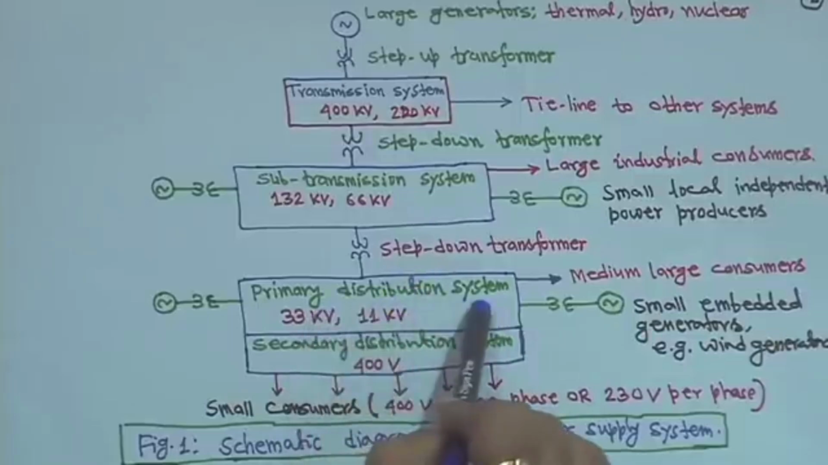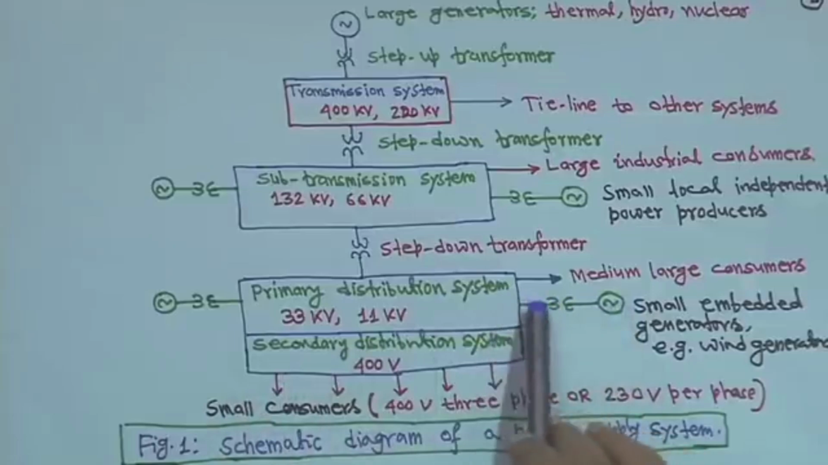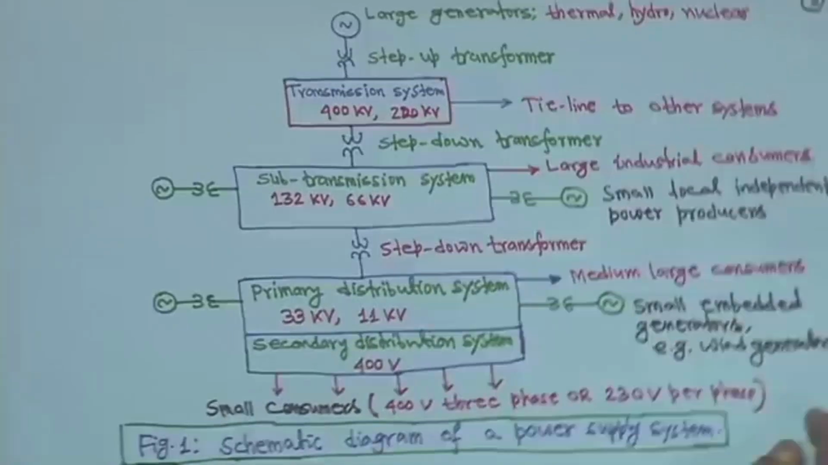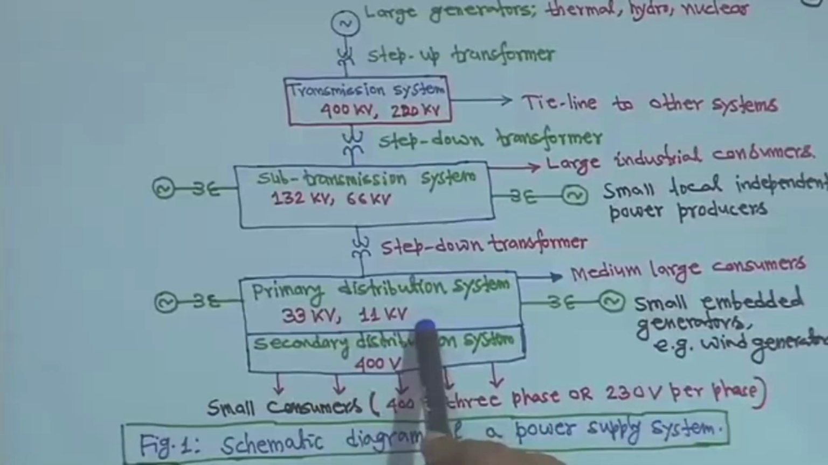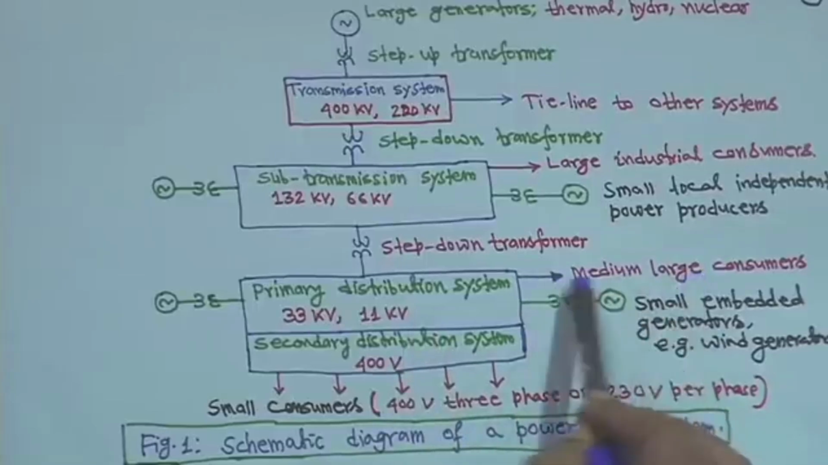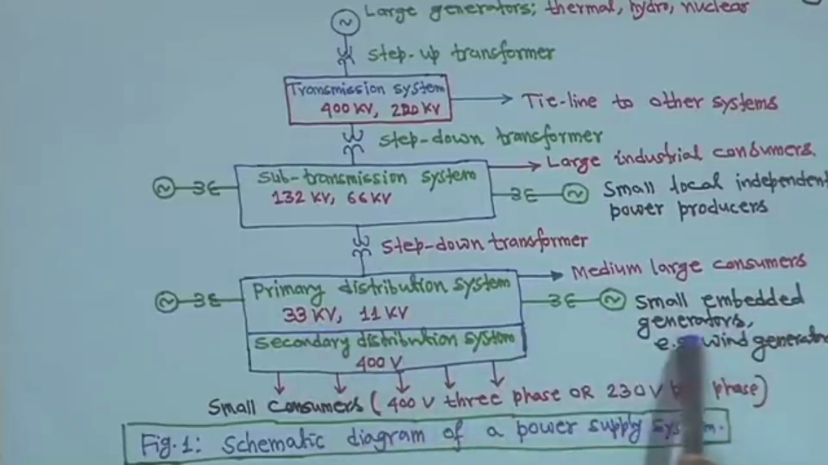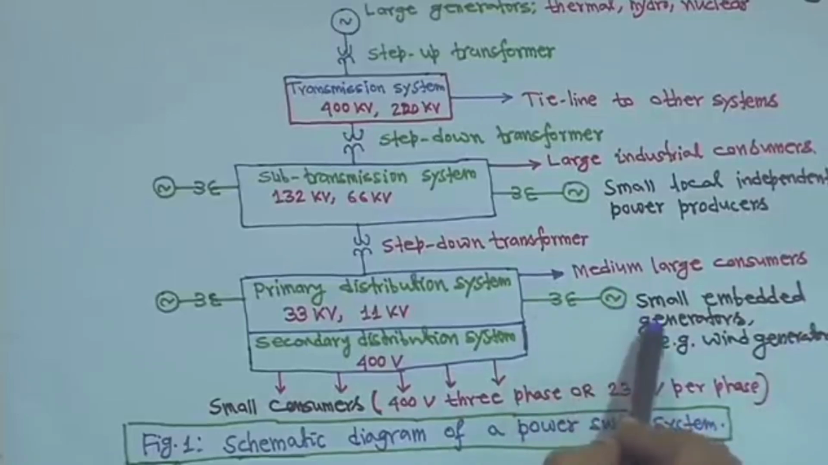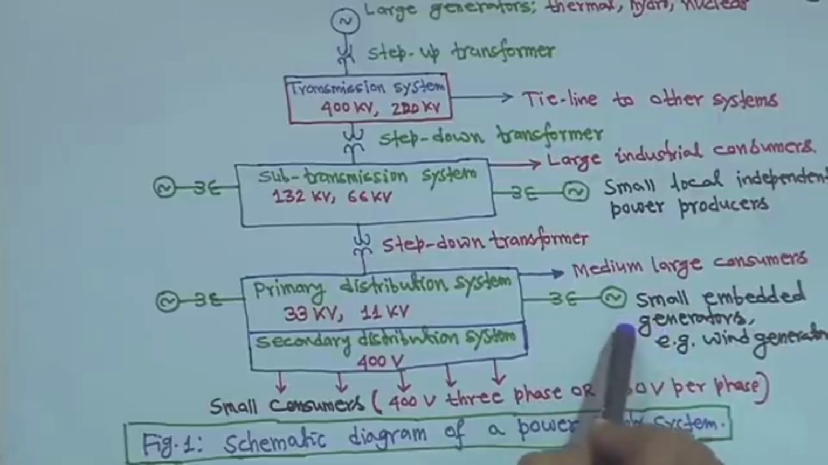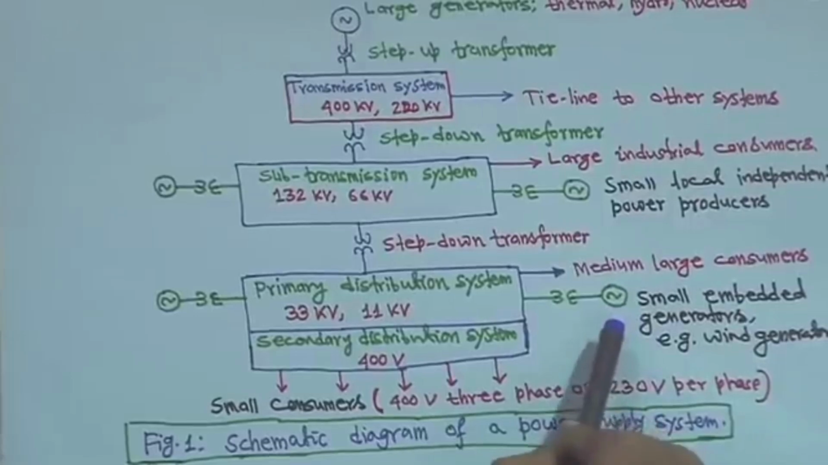Then from 132 or 66 kV, it will be further stepped down, and then the primary distribution system comes. Primary distribution means 33 kV or 11 kV, right? Here also there may be some small industries or medium large consumers who need power at the voltage level of 33 or 11 kV, so that is also connected. At this voltage level, 11 kV or 33 kV, you have small embedded generators, for example wind generators, right? These may be owned by utilities or by private parties.